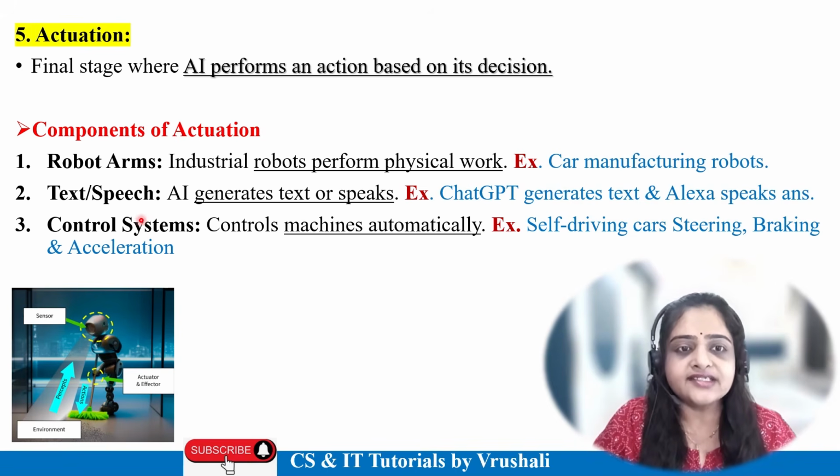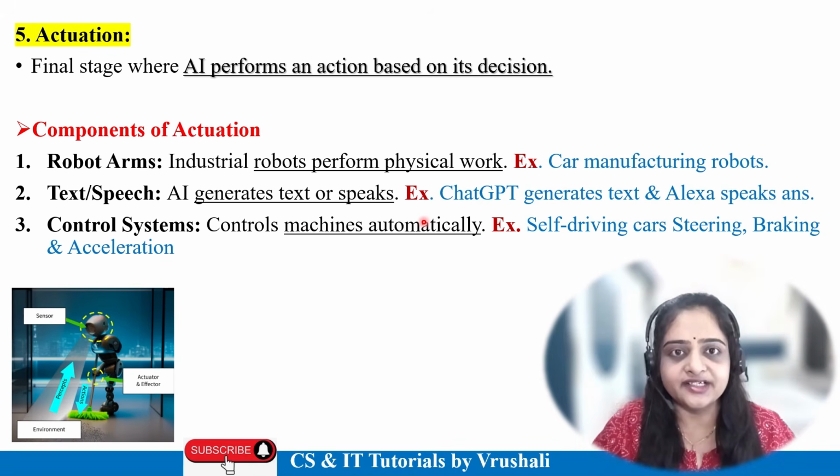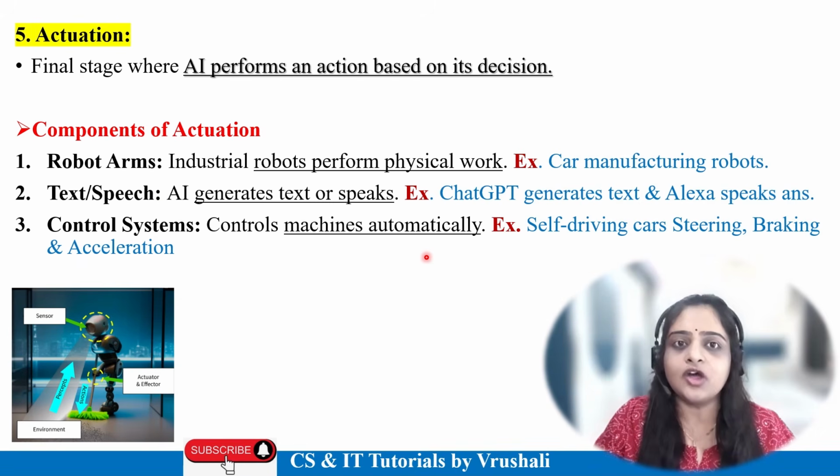Next one is text and speech. Whenever you give any question to ChatGPT, ChatGPT performs the action, right? It generates the proper answers. This is also called actuation. And the last one is the control system. So the AI system controls machines automatically. For example, self-driving cars. They apply brake and accelerator as per the decision. So actuation means proper action performed by the expert AI system.